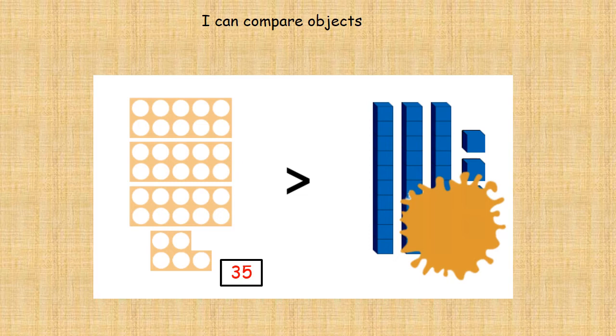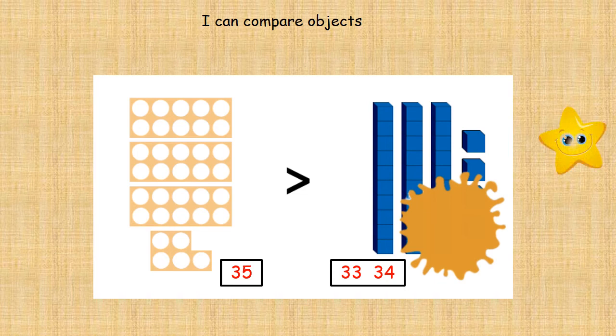We know it has to be a 30 number because there are 3 10s and some 1s. We're looking for a number bigger than 32 because I can already see 2 1s, but it has to be smaller than 35. The answer could be 33 or 34. It can't be 35 because the symbol says 35 is greater than our missing number.